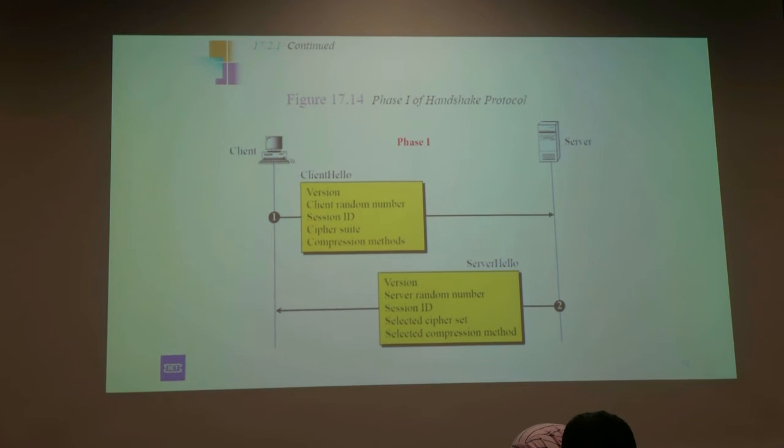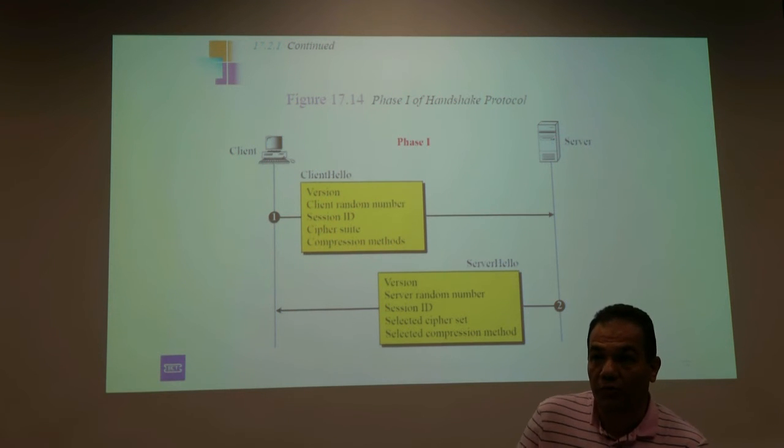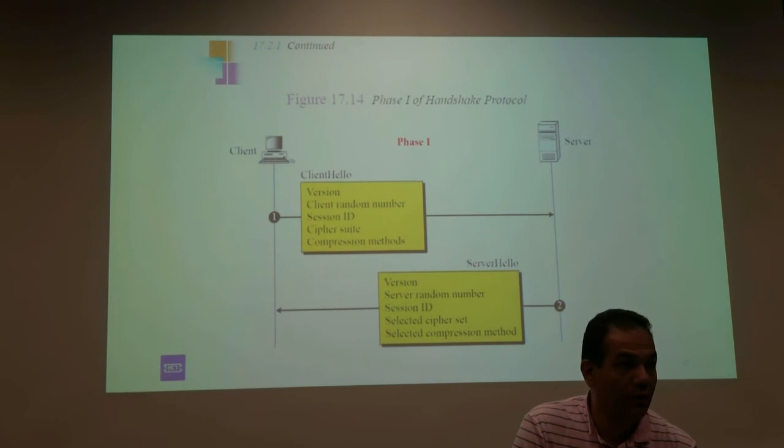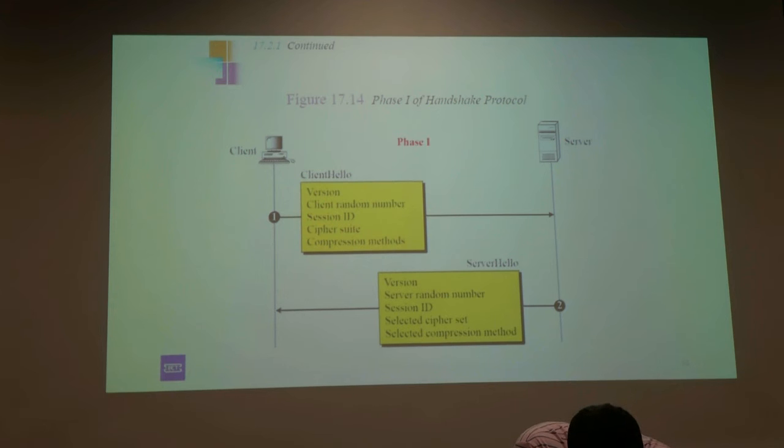In this phase, a session ID is established and the Cipher suite is chosen. They have to agree on one Cipher suite, because that will be like their contract. And the parties agree upon a particular compression method. Finally, 2 random numbers are selected, one by the client and one by the server, to be used for creating the master secret.